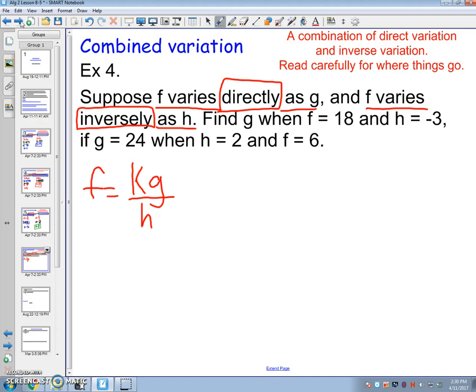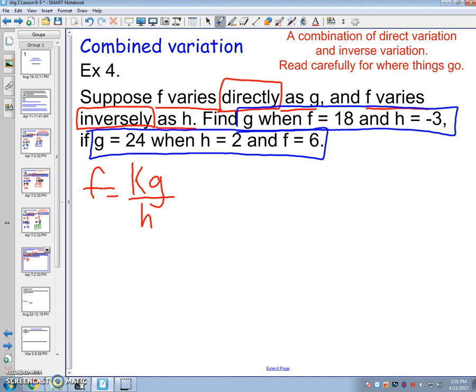Find g when f equals 18 and h equals -3. That's our incomplete one. If we know that g equals 24 when h equals 2 and f equals 6, that's the complete one. So fill in what we know for the complete one first. So 6 is f. K we don't know. G is 24 over h. H is 2.